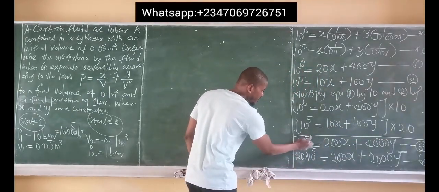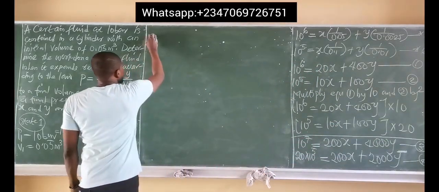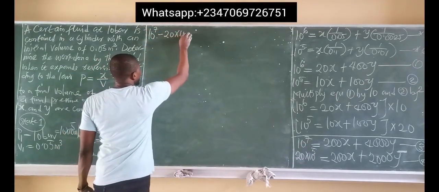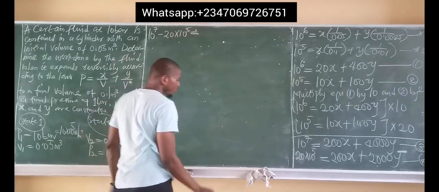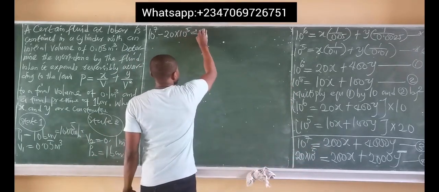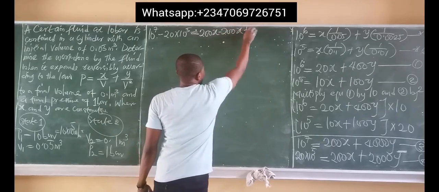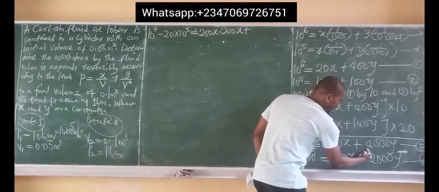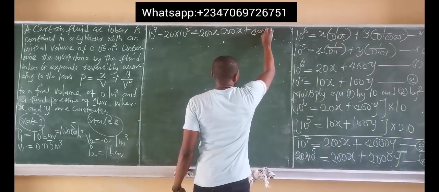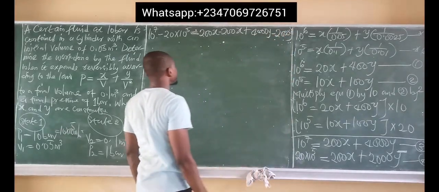So we simply have 10 to the power of 7 minus 20 by 10 to the power of 5. And this is equal to, again, 200x minus 200x plus, and finally we have 4000y minus 2000y. All right, so we simply have this.